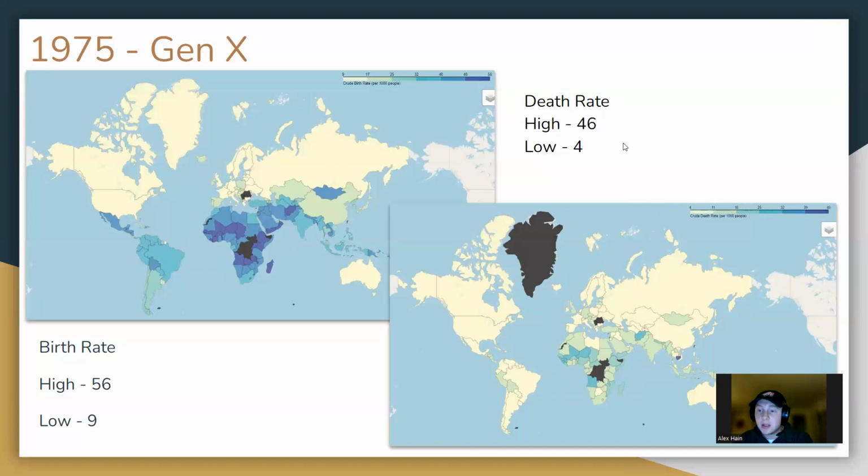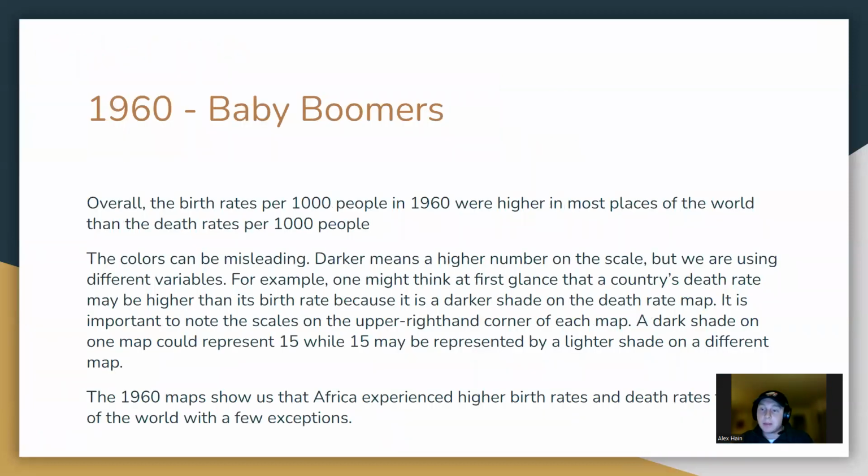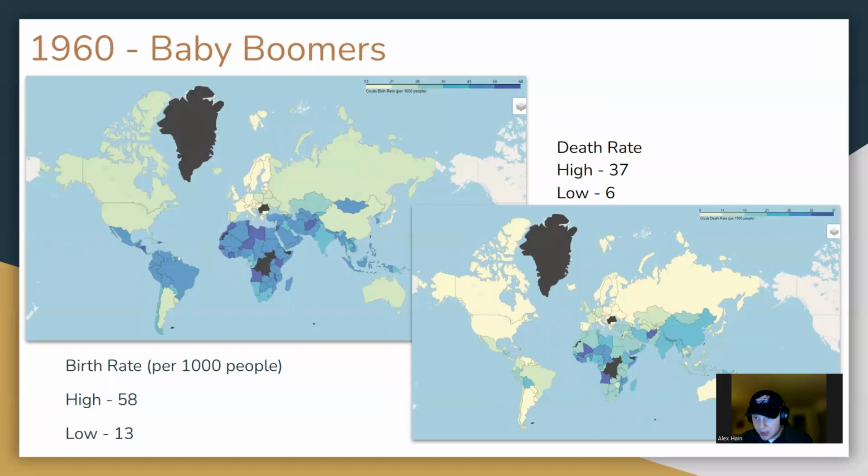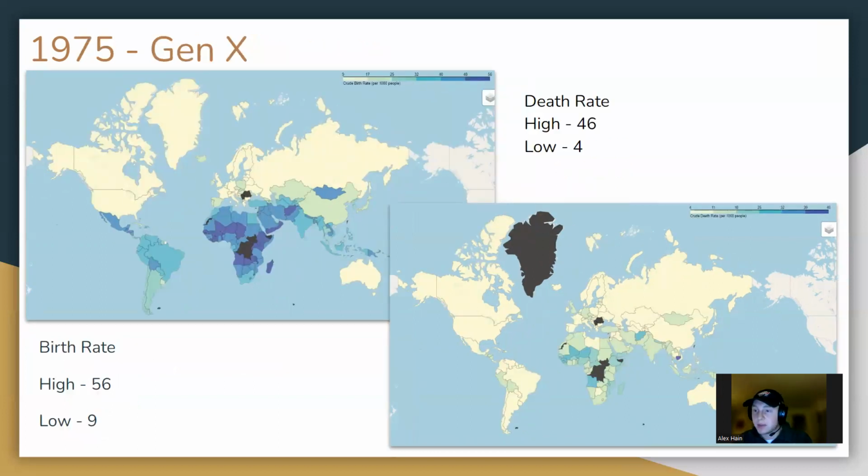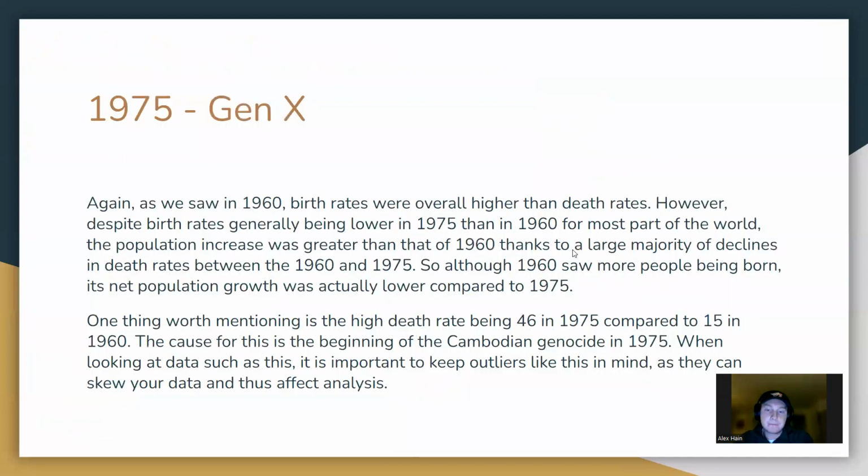If you compare the maps, you'll see that, for example, the second to darkest shade in 1960 is 26 to 32, whereas on this map it's 32 to 39. So the colors of this death rate map might be a little more misleading just because of Cambodia, which I thought was interesting. Again, this is just reiterating what I just said.